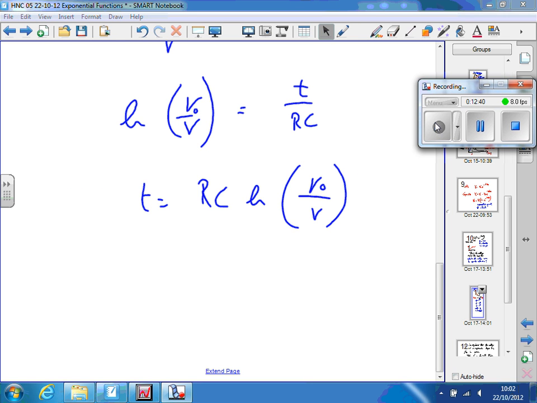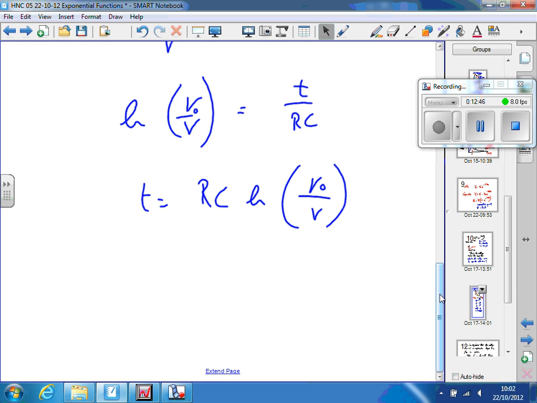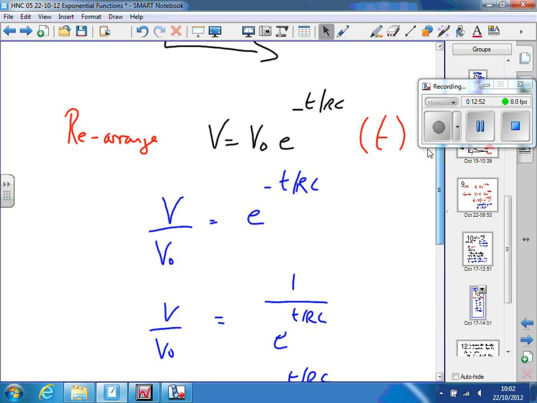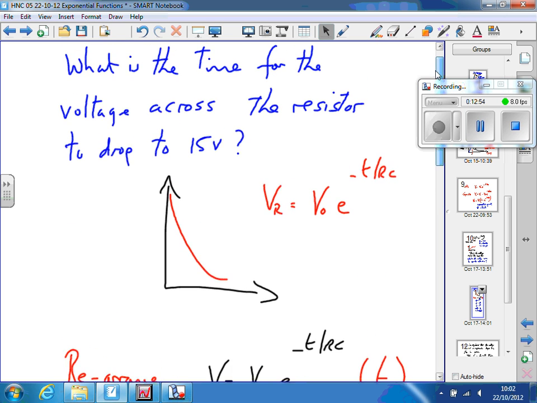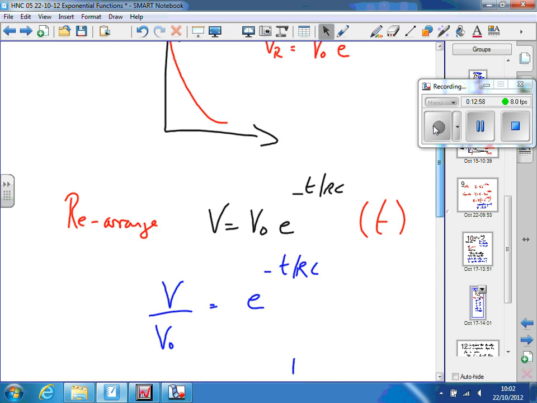And there we have it. Having rearranged it, something we've done many times, there's the rearrangement: t equals RC log V naught over V. So now you can put in the values and find out for me the time it takes for this capacitor to reach 15 volts. So V naught is 20, V is 15.